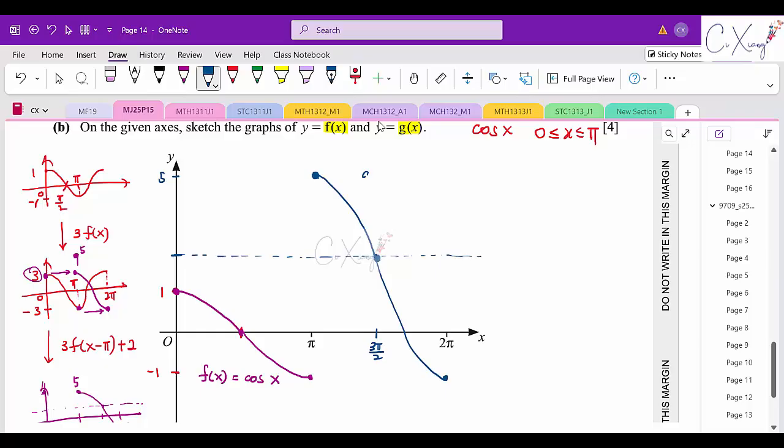Then don't forget to label it again. This is the function g(x), where you're having 3 cos(x minus pi), then plus 2. All the important features and maybe the coordinates, you just try to label them out clearly. Okay, so this is how we solve part B for question number 9. Then let's continue to part C.